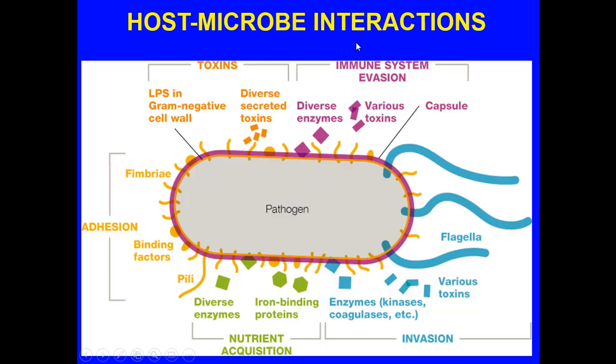Okay, here are some of the review points. Toxins: there is the lipopolysaccharide in gram-negative cell walls. That's a very nasty toxin. Some pathogens also have diverse secreted toxins, which we'll talk about in a bit, such as the AB toxin and the superantigens. Then we have immune system evasion, where they have either enzymes or toxins or the capsule itself, the structure of the pathogen that helps it evade the immune system. Some of them are actually more transport mechanisms, but we'll get into that in a second.